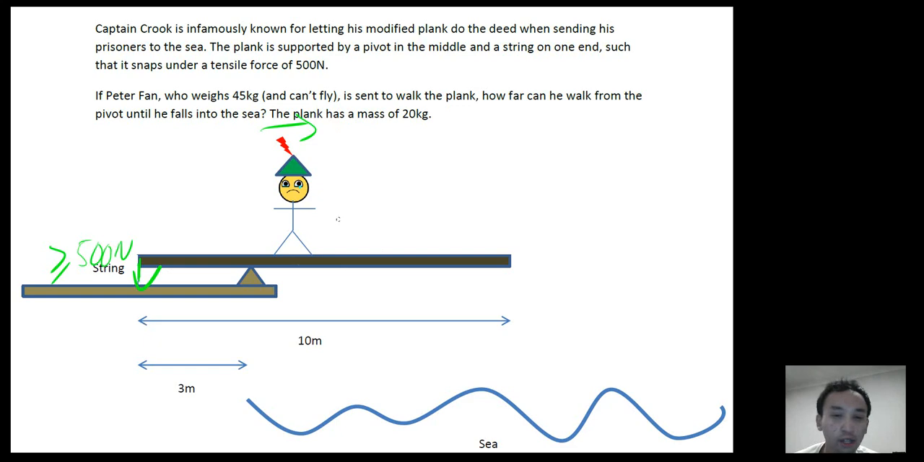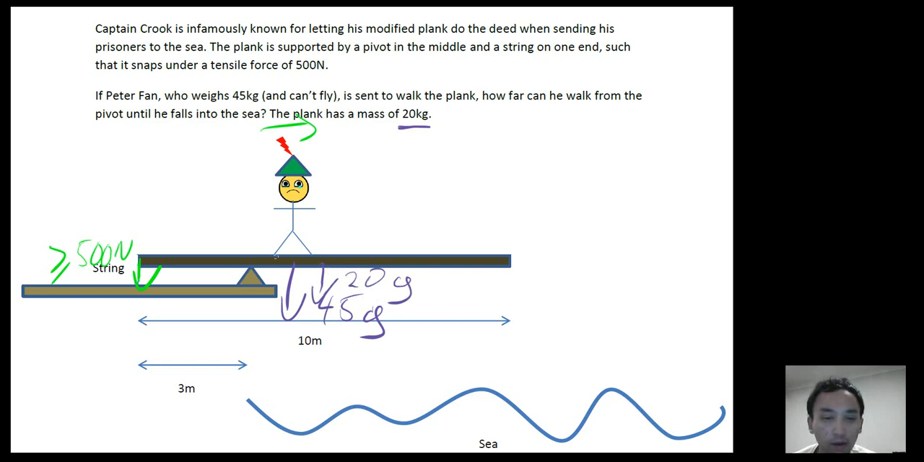And we want to label the other forces that are happening here. So maybe I'll do it in another color since I drew in green over here. Maybe purple. Okay, so Peter Pan weighs 45 kilograms and he is acting down on this plank. I'll just draw it like this. There's a 45g. We also have the mass of the plank, which is 20 kilograms. So the weight of the plank itself should be 20g, so we also have 20g over here.